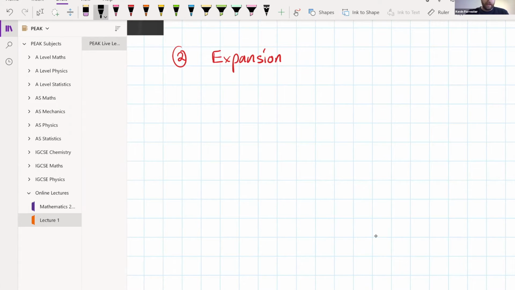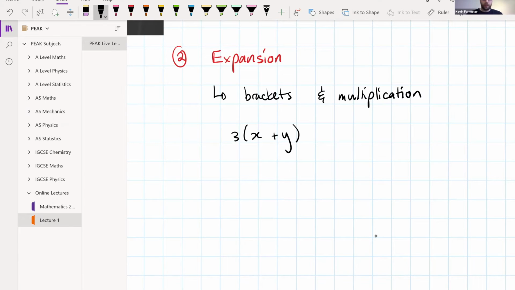Now expansion relates to brackets, like I said, and multiplication. Sometimes you have grouped terms, something that looks like this. When you have grouped terms inside brackets, this is sometimes known as a binomial, by having two terms. But when you have these two, you can actually get rid of the brackets by doing a process called expansion.